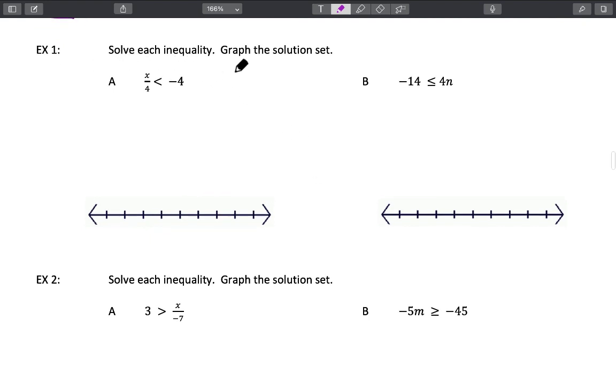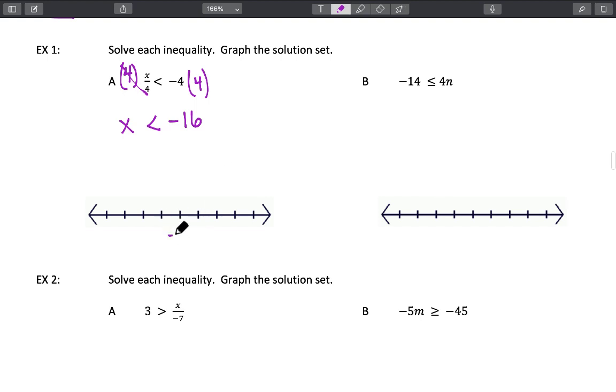Example 1 says to solve the inequality and then graph the solution set. Here we have some number divided by 4 is less than negative 4. In order to get x by itself, we need to use the inverse operation of division, which is multiplication. So we'll multiply both sides by 4. That will leave us with x is less than negative 16. Notice that the direction of my inequality was not reversed because I'm multiplying by a positive 4.